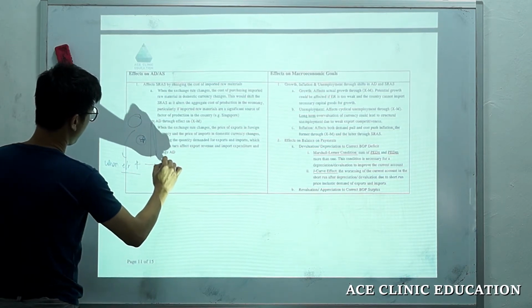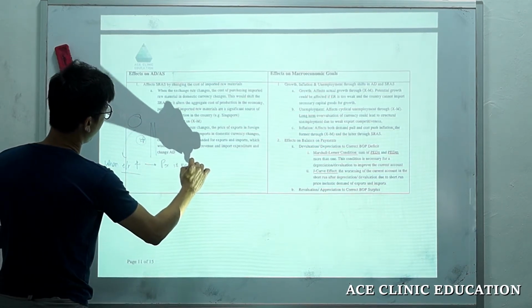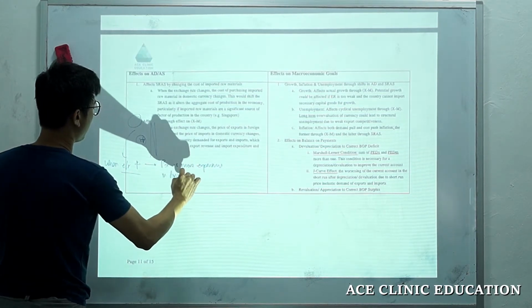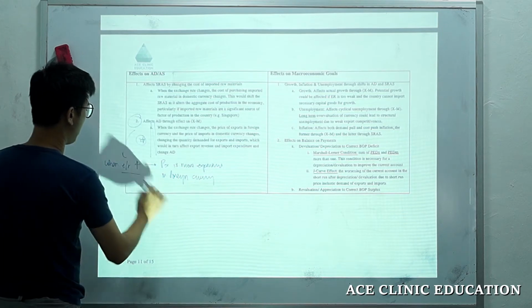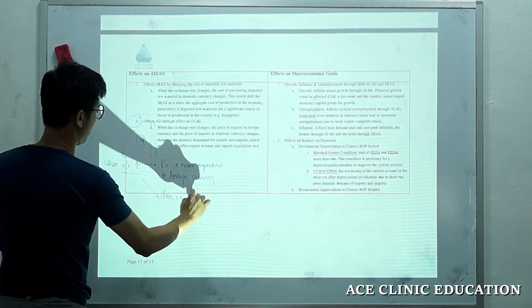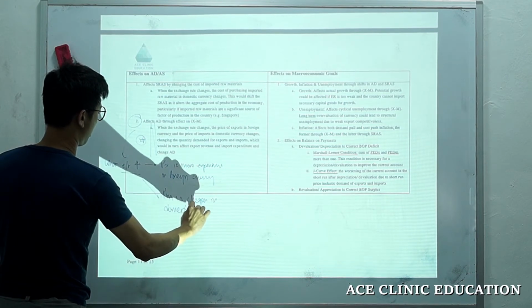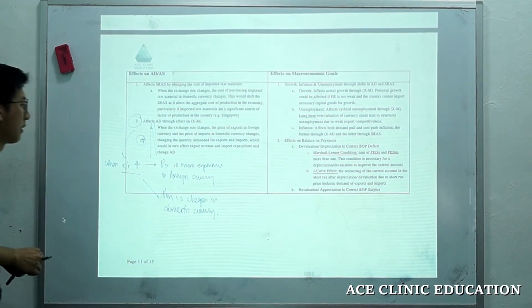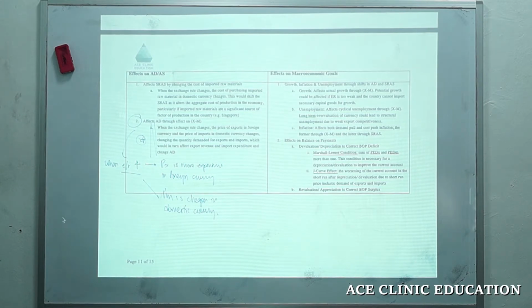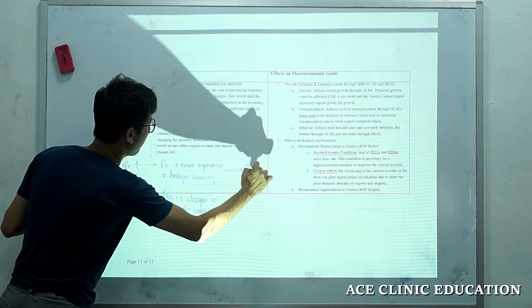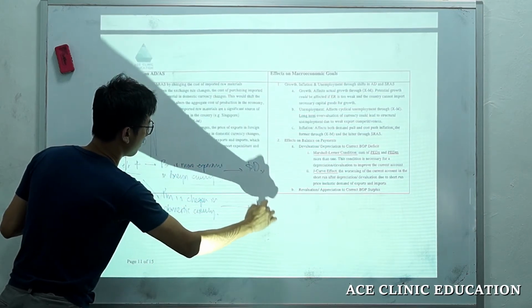right? PX is more expensive in foreign currency, while PM is cheaper in domestic currency. Right? PX is more expensive in foreign, PM is cheaper in domestic. So what happens is that this will result in a fall in demand for exports, and a rise in demand for imports.